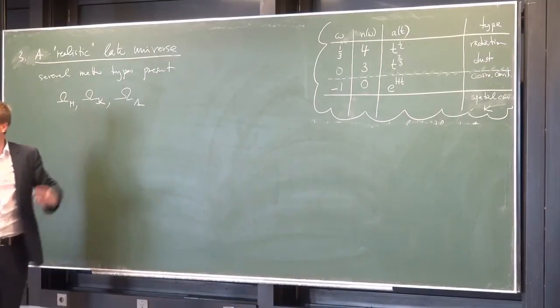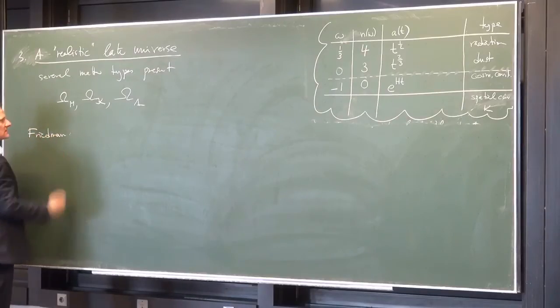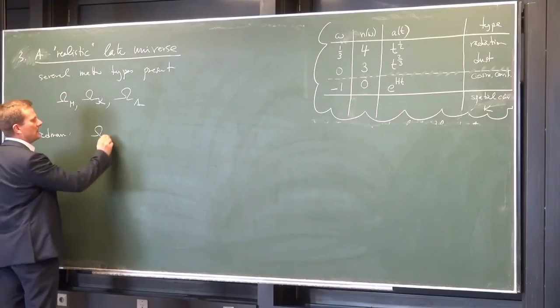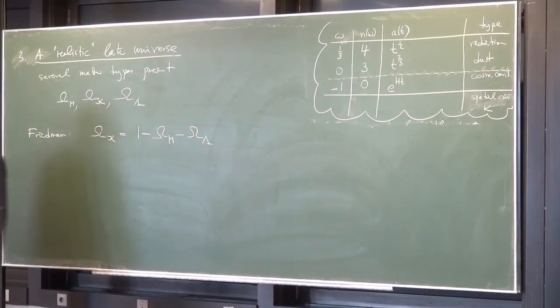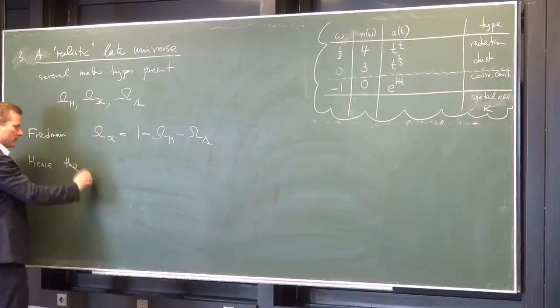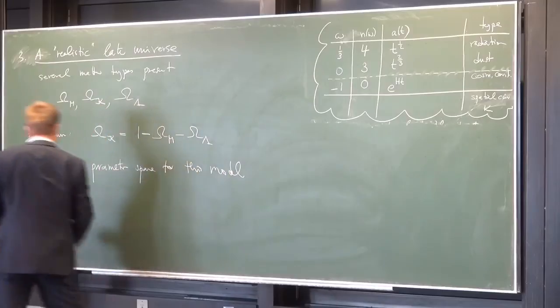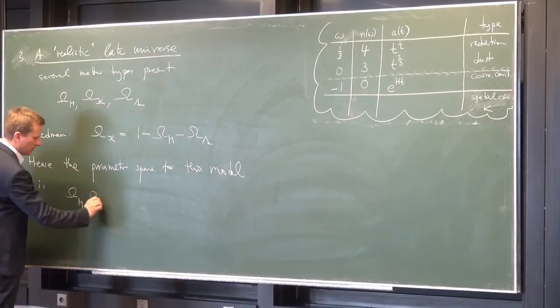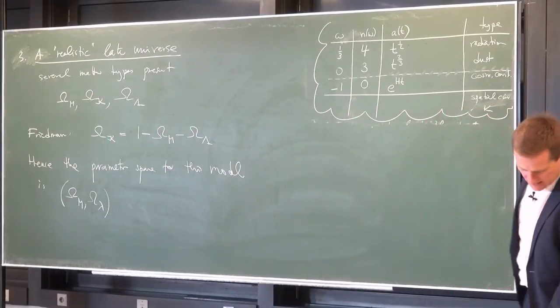That is a three-dimensional parameter space for these parameters, but the Friedmann equation says the sum of the three is 1. That means I could express, for instance, omega kappa as 1 minus omega matter minus omega lambda. If you have three density parameters, you only need to look at two, because the third one is determined by the Friedmann equation, right? Hence the parameter space for this model is omega m, comma, omega lambda, because the third one is automatically determined. You only need to track these two.